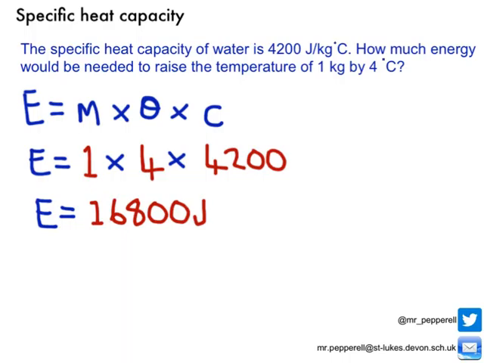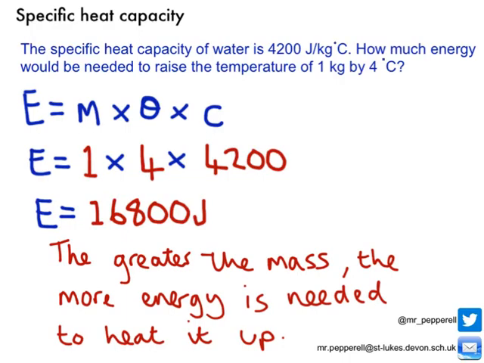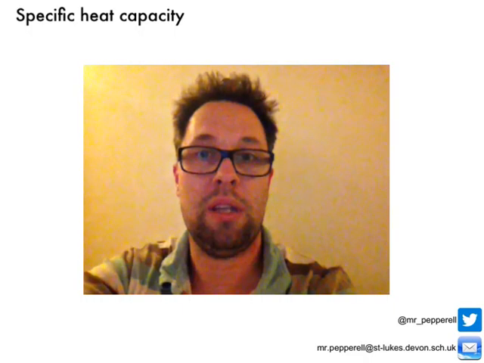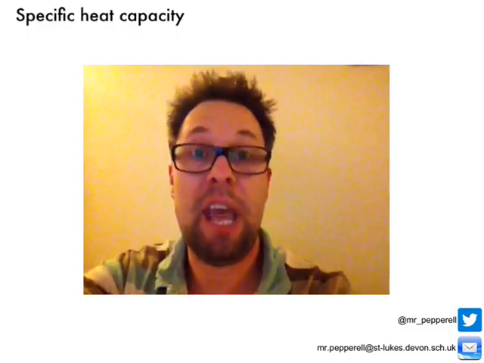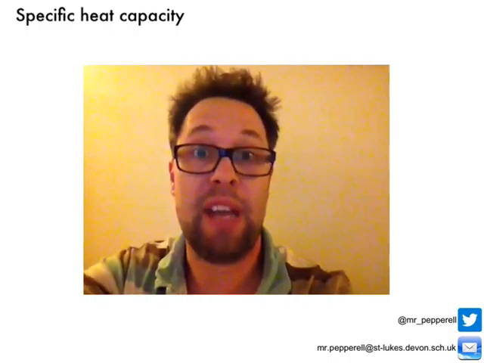Okay, so basically what that shows me, if I summarise that, is the greater the mass of an object, the more energy is needed to heat it up, which makes sense. So that is specific heat capacity and how we can rearrange the equation to find any of the factors related to it.